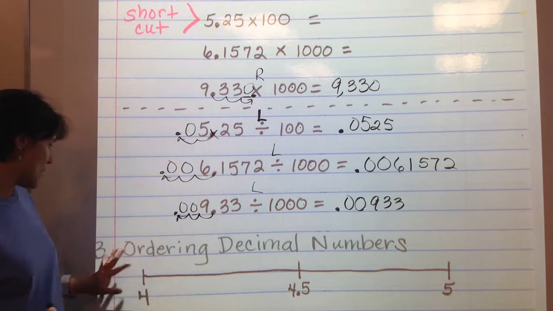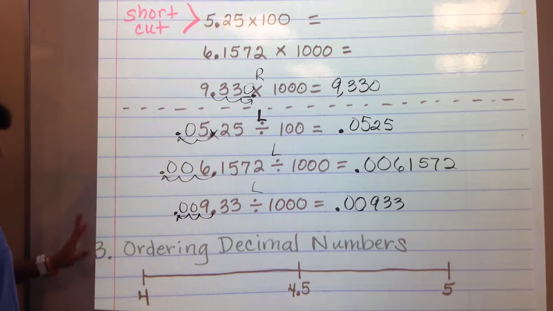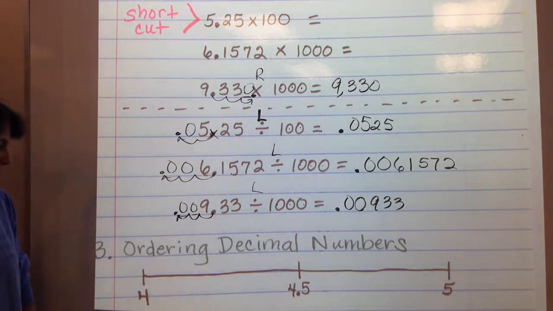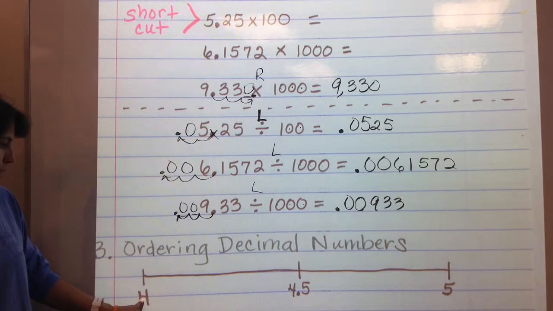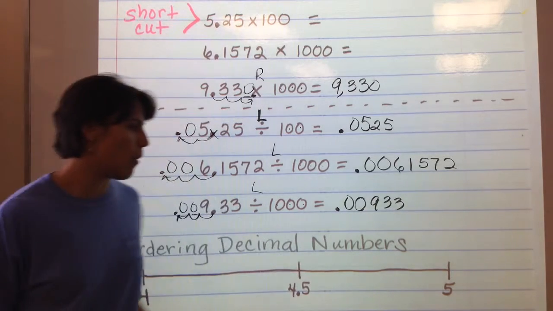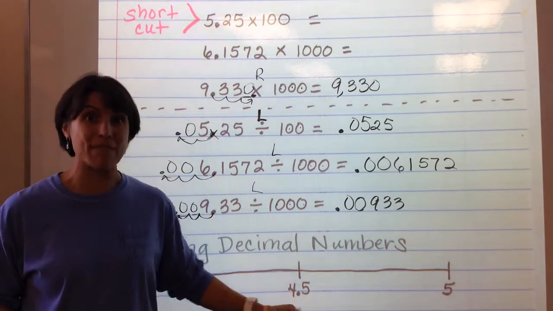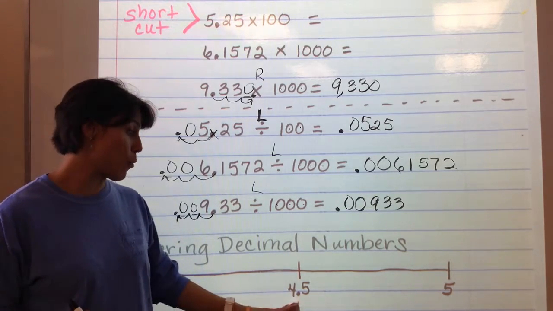All right, go ahead and copy this down here. This is letter B. The second section of this lesson, we're going to talk about ordering decimal numbers. And real quickly, I just want to refresh your memory. This is a 4, and this is a 5. 4 whole, 5 whole. And right in the middle between 4 and 5 is 4.5. Agreed? In decimal world, we write 4.5.